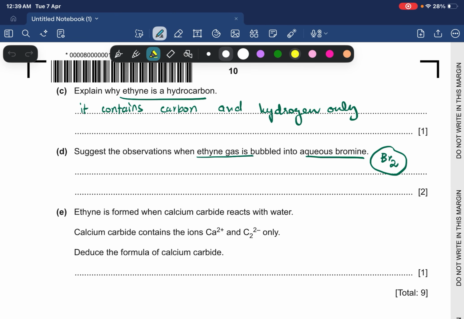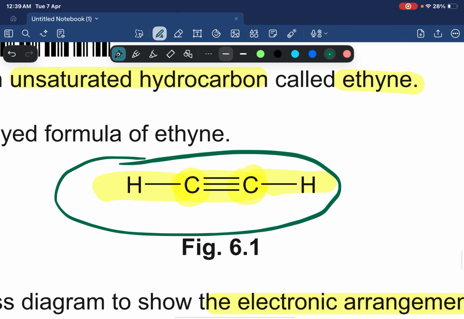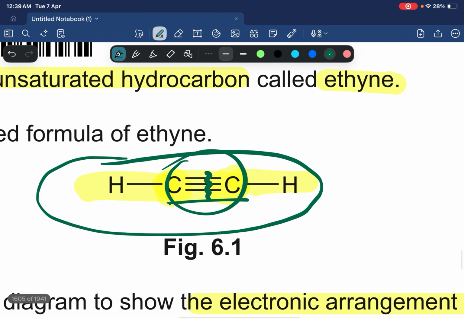Suggest the observations when ethyne gas is bubbled through aqueous bromine. So we know that ethyne has a triple covalent bond over here, and when it has a triple covalent bond, obviously there's unsaturation. Whenever we put bromine into any compound that has unsaturation, the bonds are going to break and the bromine atoms are going to attach all over here.